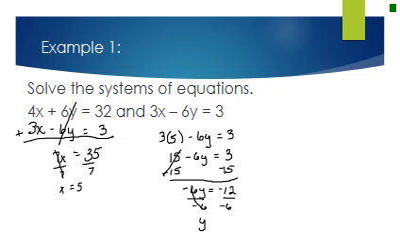And y equals 2. So just like with graphing and with the substitution method, we write our final answer as an ordered pair. So right here our ordered pair is (5, 2). Remember, the x comes first and then the y. So that's how we would solve systems of equations using elimination.